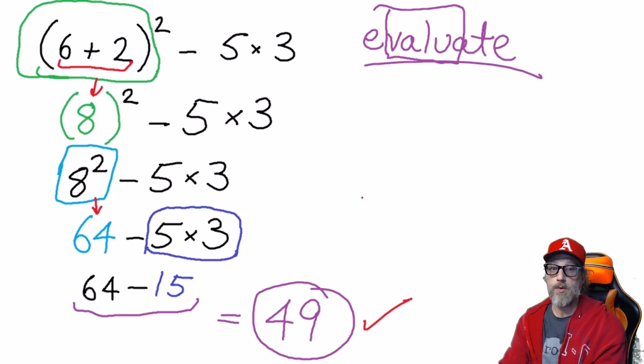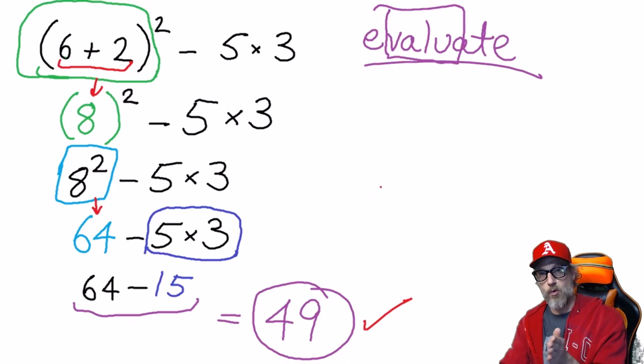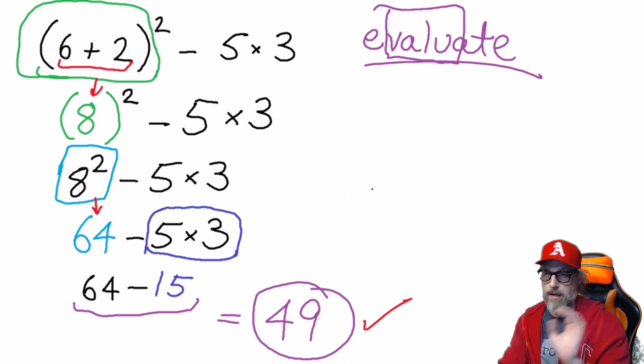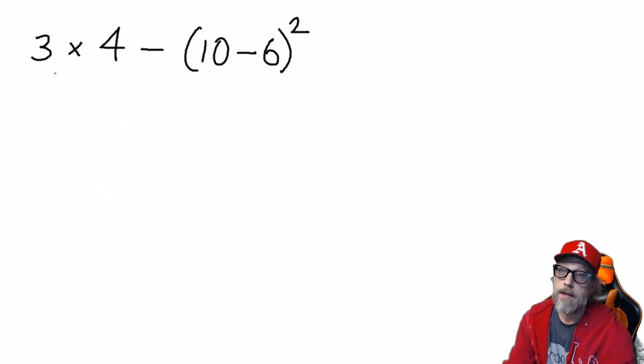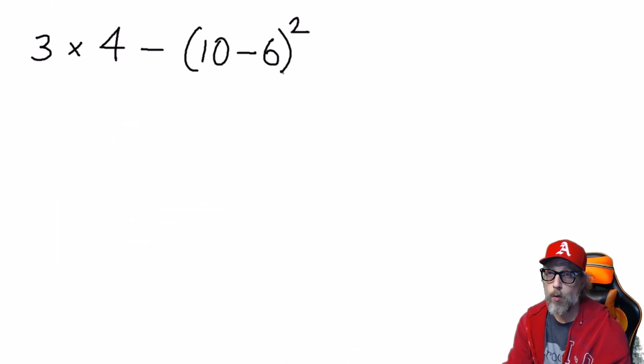Let's quickly get into another example, and we'll keep it a little bit more streamlined and focus on the actual steps and less of my commentary. And here we are. 3 times 4 minus the quantity 10 minus 6 squared, or to the power of 2. What's first? Look for the groups. We have a set of parentheses to create one group.